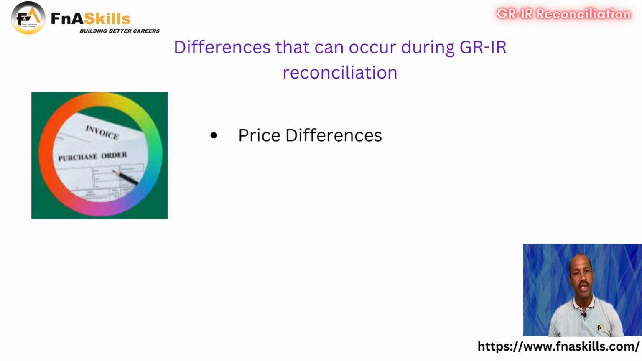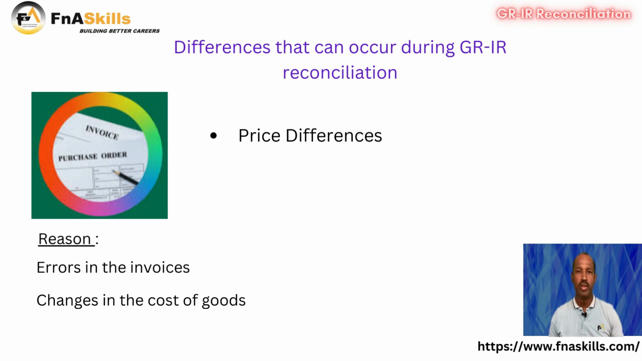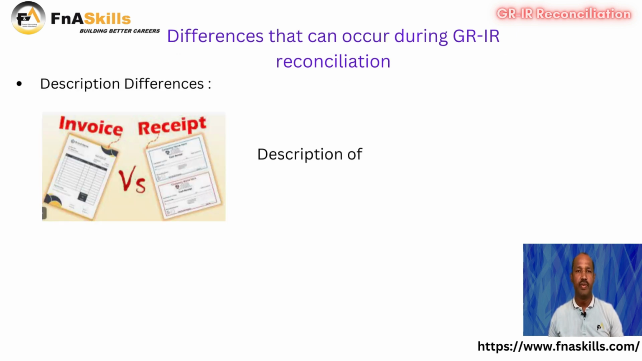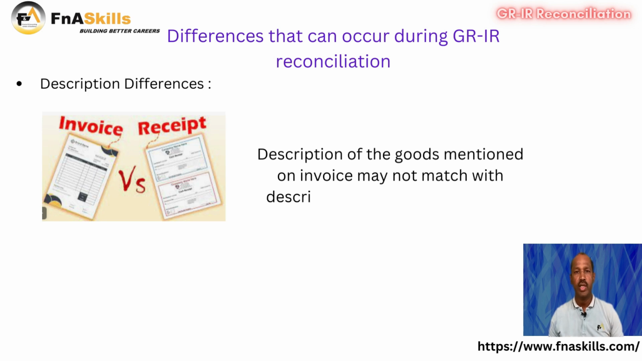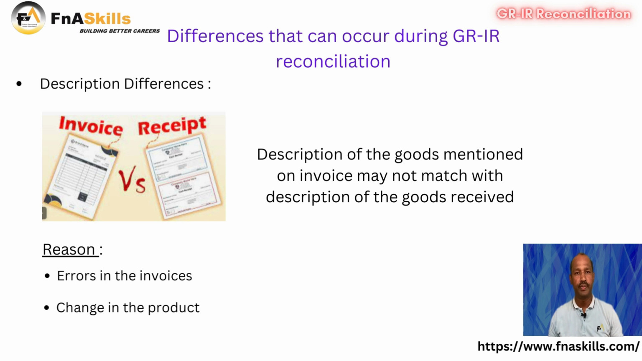Now let's talk about the price difference. The price of the goods listed on the invoice may not match with the price agreed upon at the time of the purchase order. This could be due to errors in invoice or changes in the cost of goods not updated in the original purchase order or additional cost incurred which is disputed. Third difference could be description difference. The description of the goods listed on the invoice may not match the description of the goods received. This could be due to errors in the invoice or change in the product.